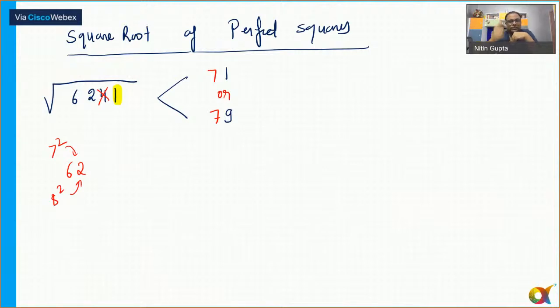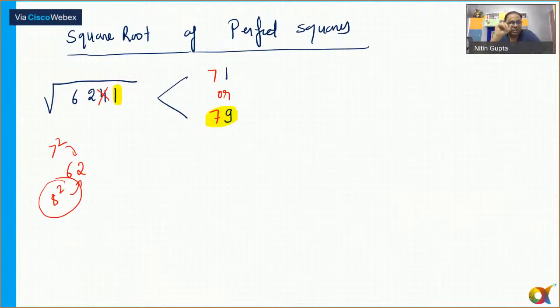There are two approaches. One of the approaches is simply 62. Is it closer to 7 square or 8 square? 7 square is 49, 8 square is 64. तो ये जो 62 वो 64 के आसपास है या 49 के आसपास? Of course closer to 64 because the gap between 64 and 62 is 2. And the gap between 49 and 62 is very high. So since this number is closer to the larger number, my answer is nothing but 79. It should be a larger number.